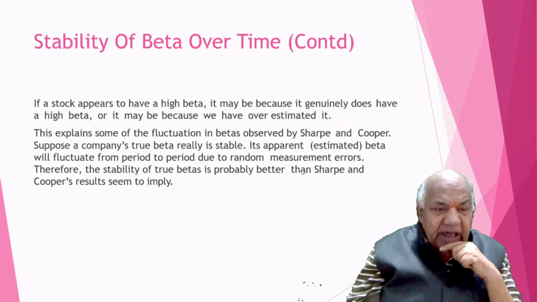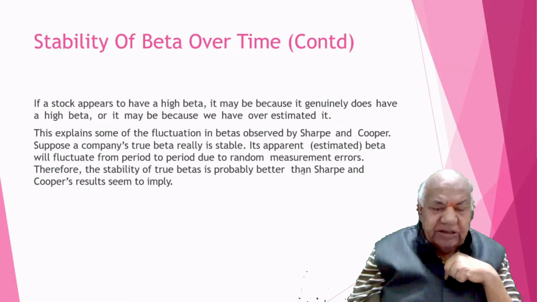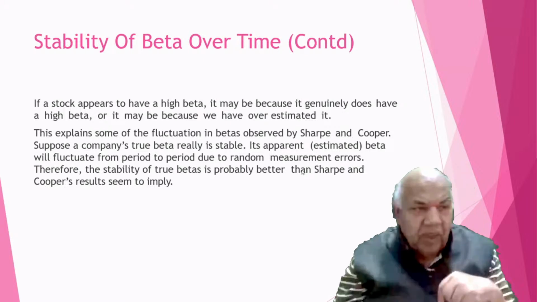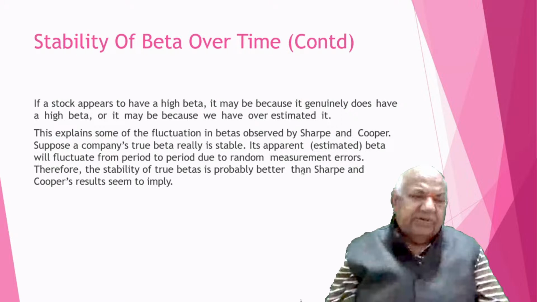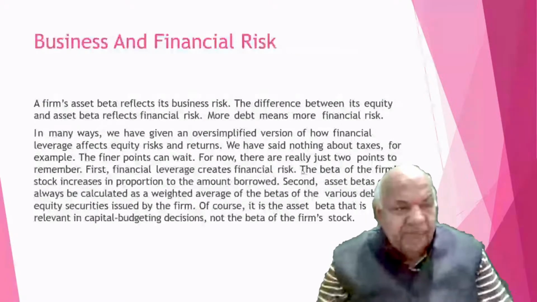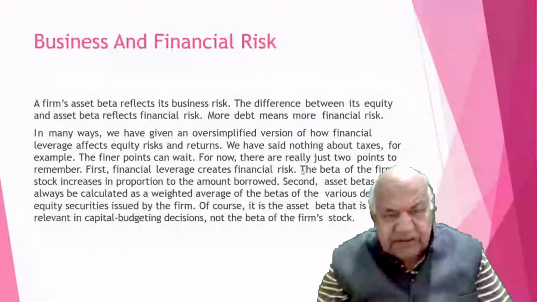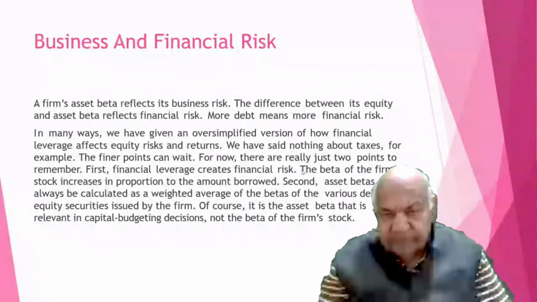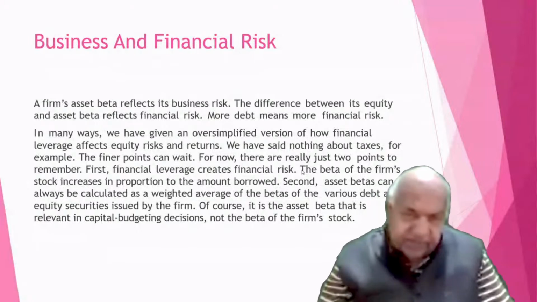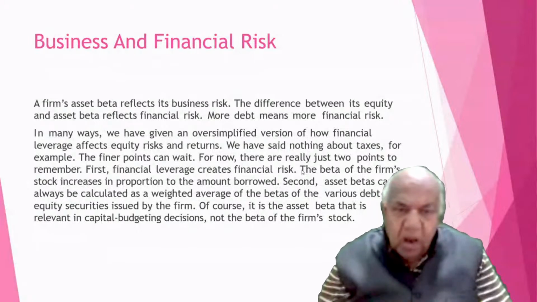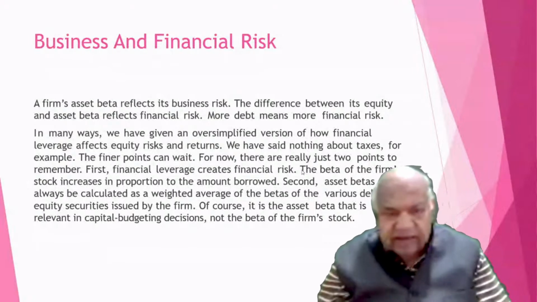Therefore, the stability of true beta is probably better than Sharp and Cooper's results seem to imply. Business and financial risk. A firm's assets beta reflects its business risk. The difference between its equity and assets beta reflects financial risk. More debt means more financial risk.